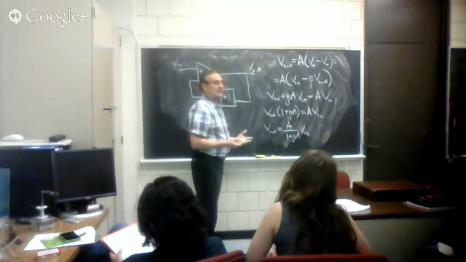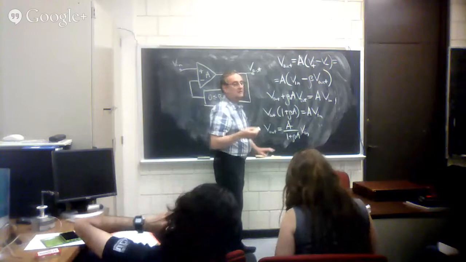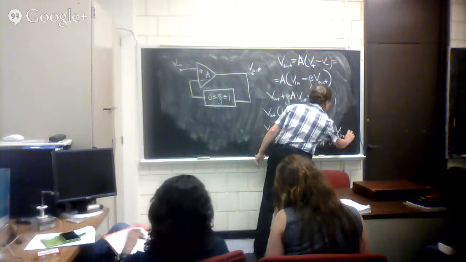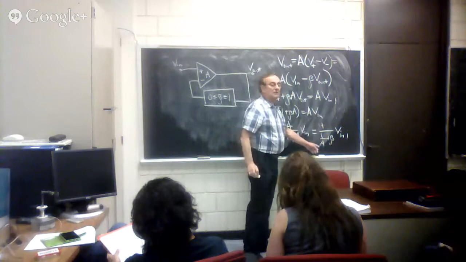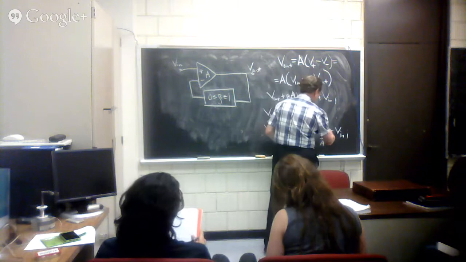And A is a very large number. What if I divide by A here and here? A is maybe 1 million. So I will have 1 divided by A plus beta. And that starts to tell me something very interesting. It says, because 1 over A is so small, it will be totally negligible and it disappears. With very great precision, this is equal to 1 over beta times V in.